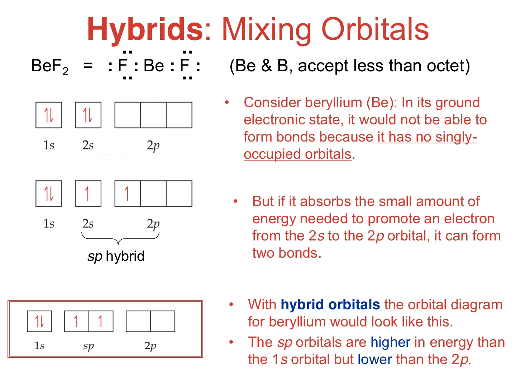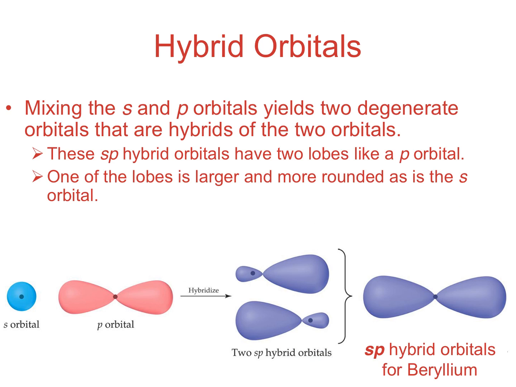With hybrid orbitals, the orbital diagram for beryllium would not look like it normally does. Instead, the sp orbital is higher in energy than the 1s, but lower than the 2p, which makes sense. If we're hybridizing, we're in between the two. So instead of going 1s, 2s, 2p, now it's 1s, sp. Mixing the s and p orbitals yields 2 degenerate orbitals that are hybrids of the 2 orbitals.